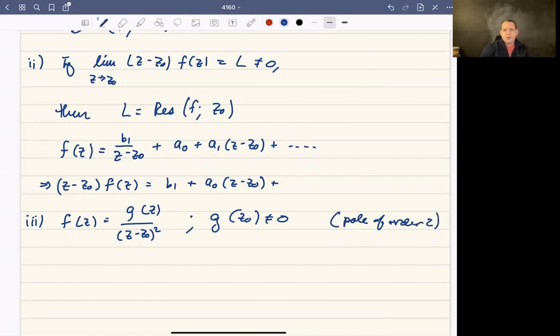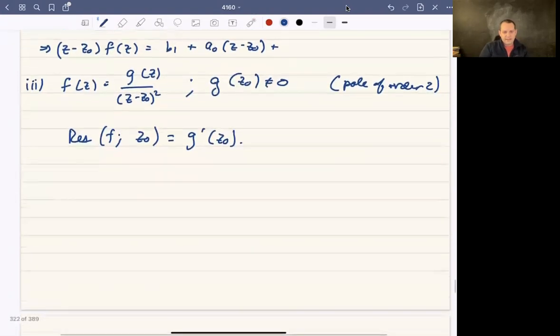So this is going to be a pole of order 2. And the way that this is going to work is that you can calculate the residue of f at z naught by just calculating the derivative of g at z naught. And I'll explain this formula in a second. This is actually more reasonable than I write. One other scenario, and then we'll talk about this in general.